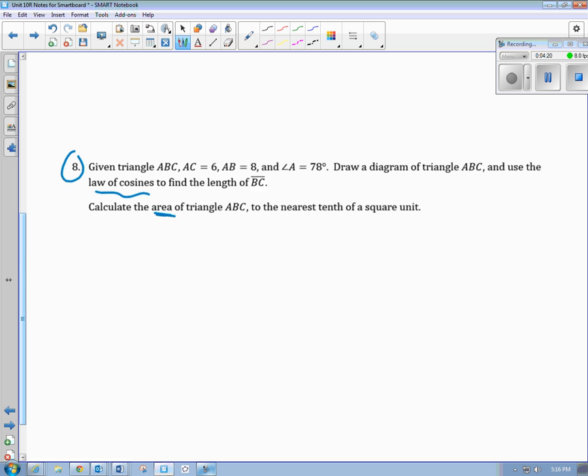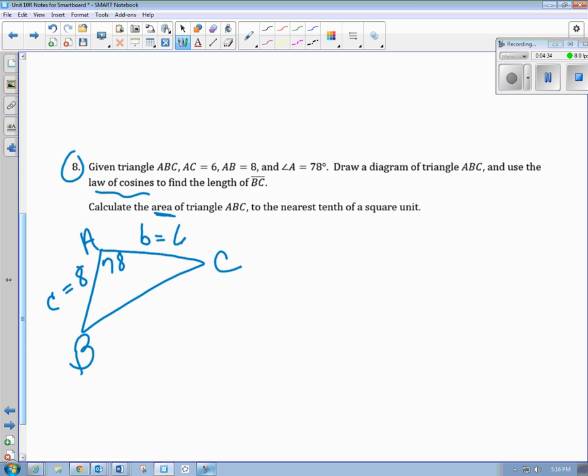So in this, I have a triangle called ABC. AC is 6. Remember, that's them telling you that B is 6. AB is 8. That really means C is 8. And angle A is 78. And I am being asked to find the length of BC. BC is really side A, so that's what I'm looking for.